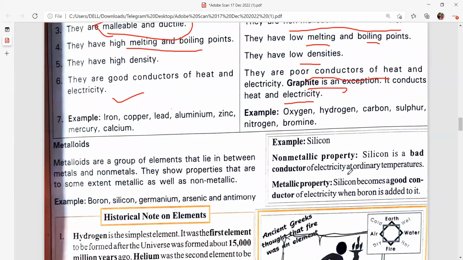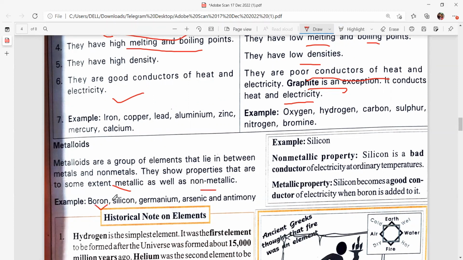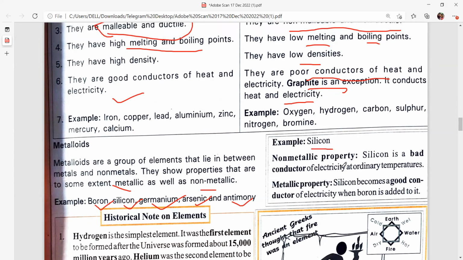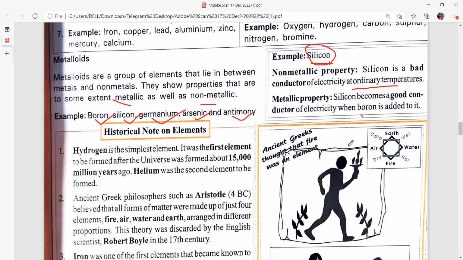Now metalloids. Metalloid is a separate group. Metalloids means they have properties of both metal and non-metal. Examples are boron, silicon, germanium, arsenic and antimony. You have to remember. Silicon is a bad conductor of electricity at ordinary temperature, but it is a good conductor when boron is added to it. When we add boron to silicon, it becomes a good conductor. This is the application of semiconductors. We will read in higher classes.